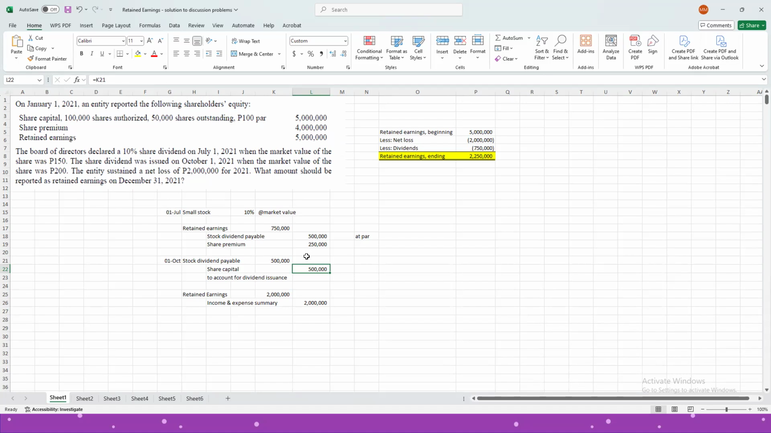And then there's another entry for the net loss. So obviously for net loss, we just have to close it to our income and expense summary. So that's debit retained earnings, 2 million, and then credit income and expense summary, 2 million. Now we're ready to calculate our retained earnings. So our beginning retained earnings is 5 million. Net loss is 2 million, that's given.